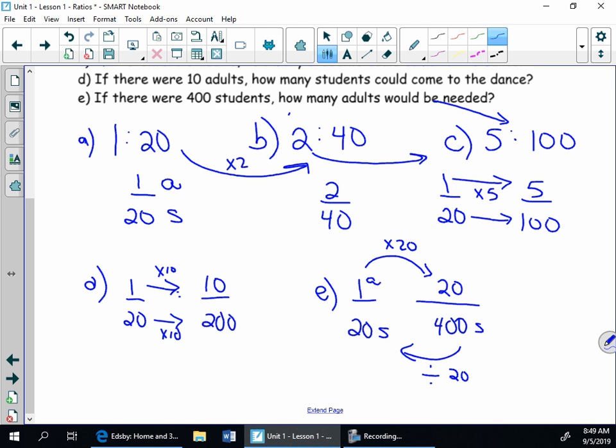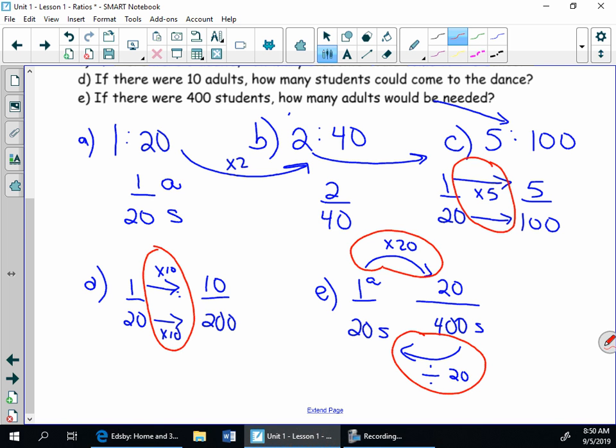Now notice I put some arrows in here. I like arrows. Arrows tell me to do something, and the way that they point actually tells me what operation they're doing. Whenever my arrows point the same direction, I do the same operation. Notice these ones. They both pointed towards the right, and I times both things by 5. They both pointed to the right, I times both things by 10. But the last one, this pointed to the left and I divided. This one pointed to the right and I did the opposite. I multiplied. If your arrows point opposite directions, do opposite operations. Just a little trick there for you.